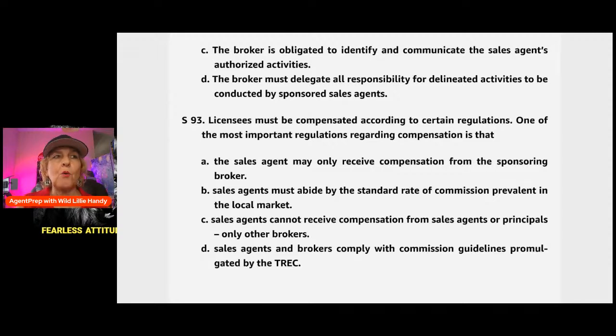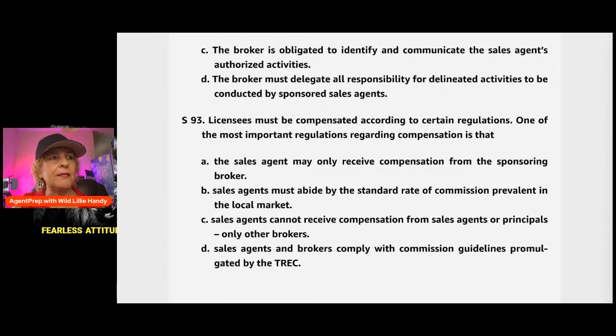Licensees must be compensated according to certain regulations. One of the most important regulations regarding compensation is that A, the sales agent may only receive compensation from the sponsoring broker. B, sales agents must abide by the standard rate of commission prevalent in the local market. C, sales agents cannot receive compensation from sales agents or principals, only other brokers. Or D, sales agents and brokers comply with commission guidelines promulgated by the TREC. So pay attention again to little keywords, must or cannot or whatever.